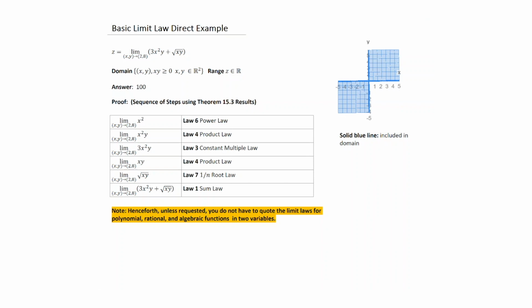Then we move to the second term. xy, the limit exists because of the product law. The square root of xy exists because of the 1 over n root law. And finally, we add the 2 functions together, and basically the limit exists because of the sum law.